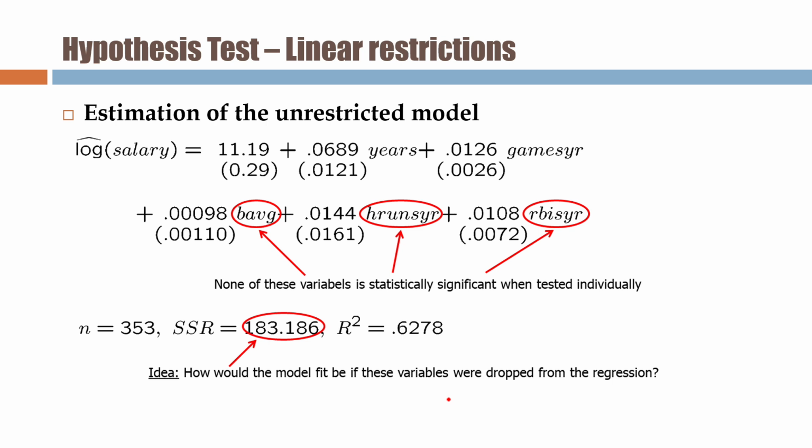So how can we do this? We calculate, so these three variables, that's what I'm interested in, right? So none of these variables are statistically significant when we test individually, because according to the t-test, the t-test does the hypothesis test one variable by one variable. Okay.